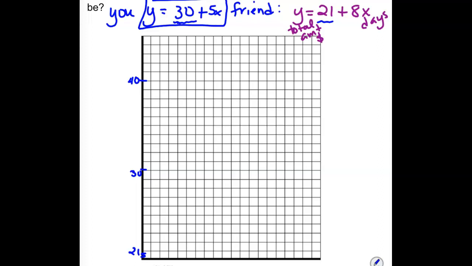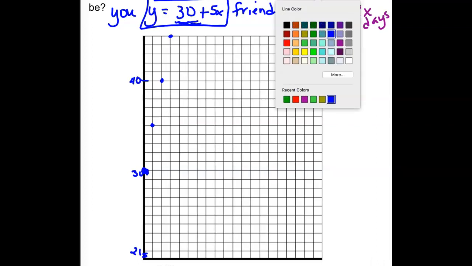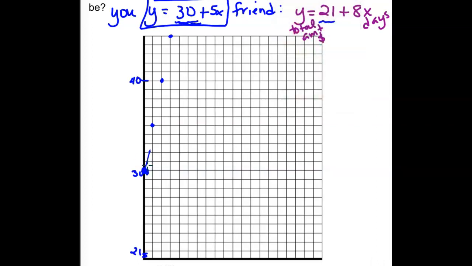We'll graph us first. $30, so I'm going to have a y-intercept here at 30, and then I'm going to do a slope of 5. So I'm going to go up 5 and over 1. Up 5 over 1, up 5 over 1. So that's an equation for how much money I'm going to have. I'm going to start at 30 and do a slope of 5.